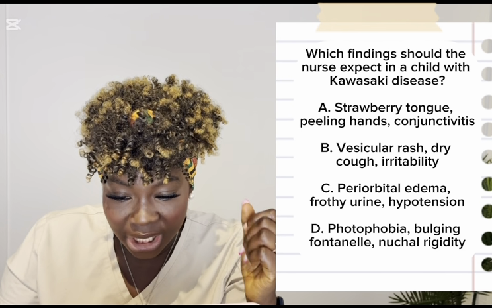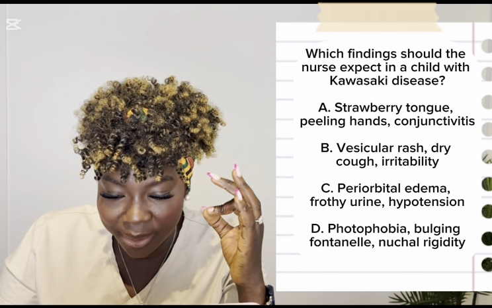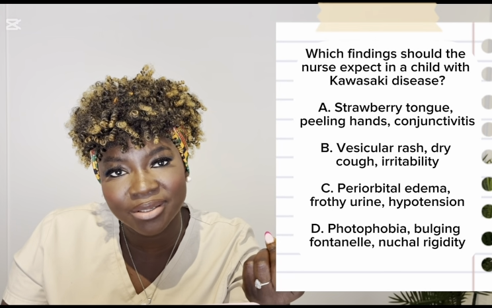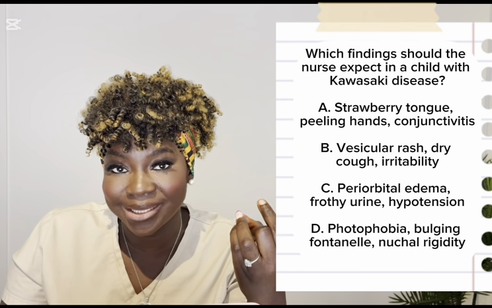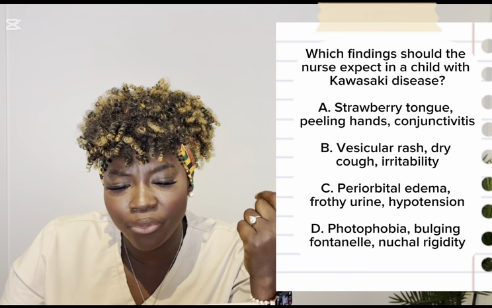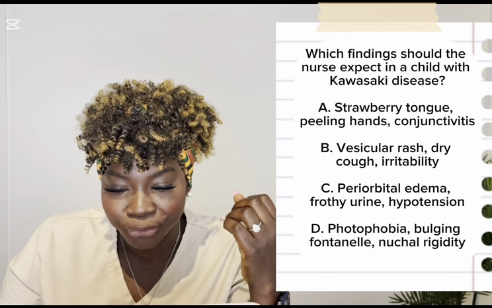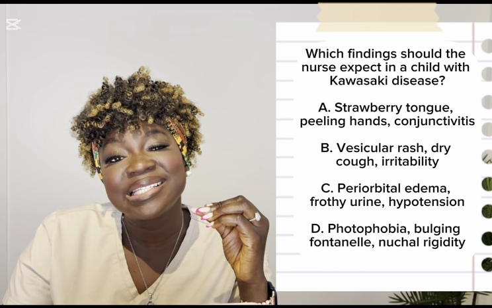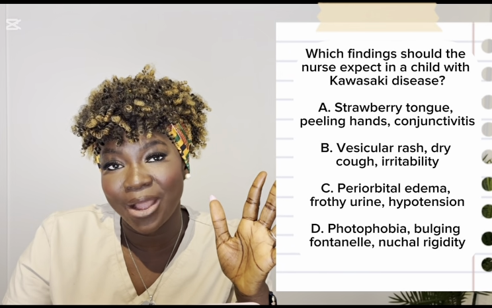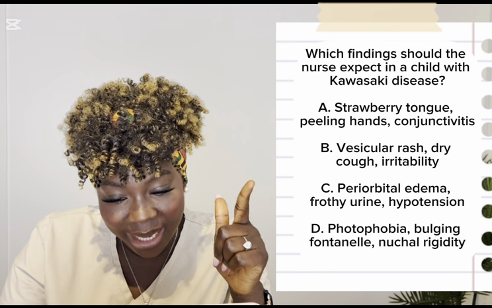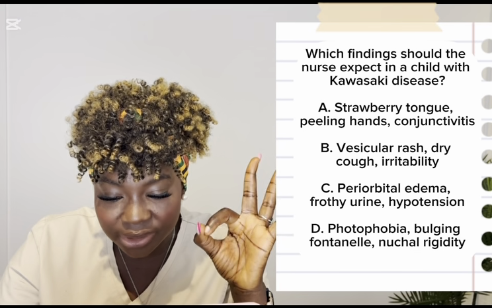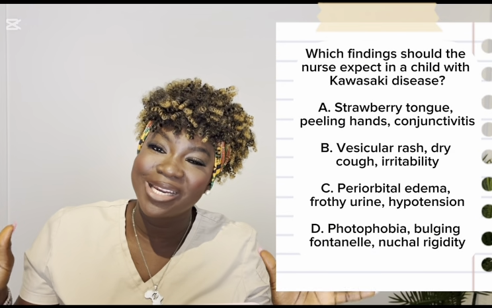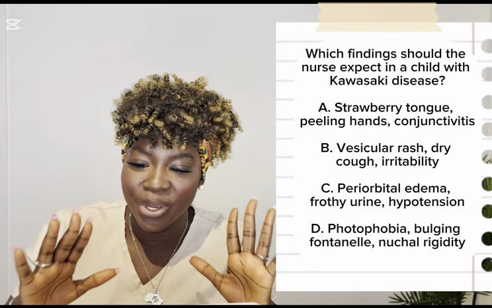B, vascular rash, dry cough, or irritability. You can see this in illnesses like chickenpox, varicella, okay, and not Kawasaki disease. Now, C, periorbital edema, fruity urine, and hypotension. This suggests nephrotic syndrome and not Kawasaki disease, okay? And the last one, photophobia, bulging fontanelle, and nuchal rigidity. Nuchal rigidity alone should let you know that that's meningitis. Okay, so it's not for Kawasaki disease.